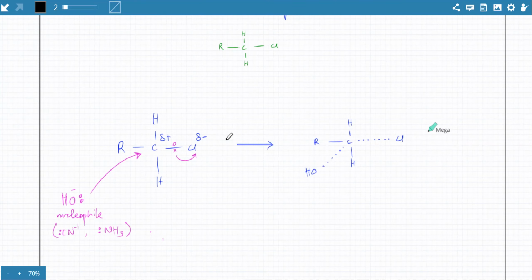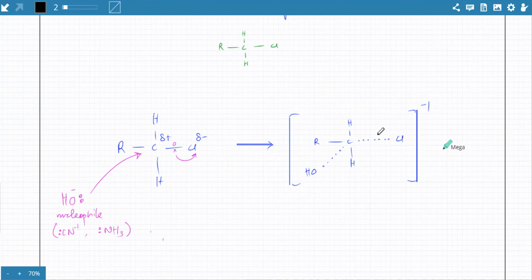Okay, so is this part clear? Mohammed, Aiza, Ethan? Okay. And this entire thing would be negatively charged. Why? Because the OH that was coming in had a negative charge. So the OH is coming in and the Cl is breaking off.